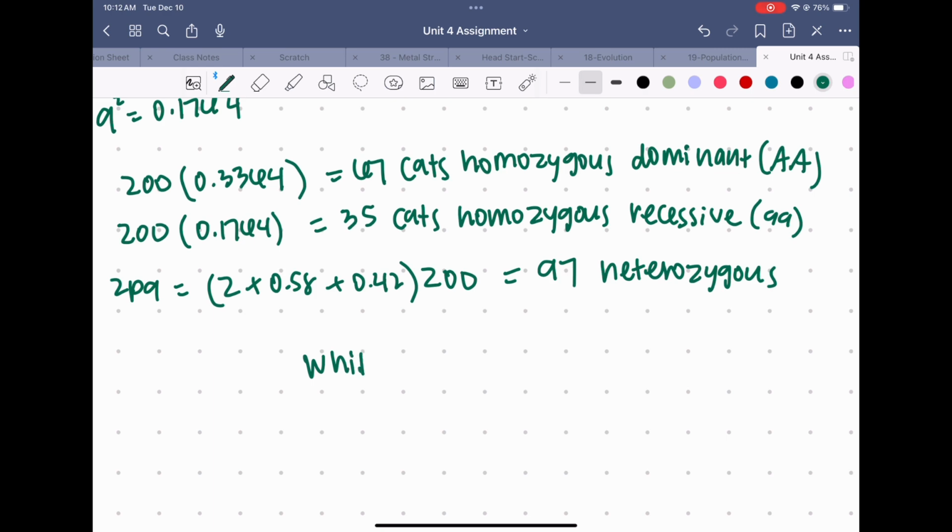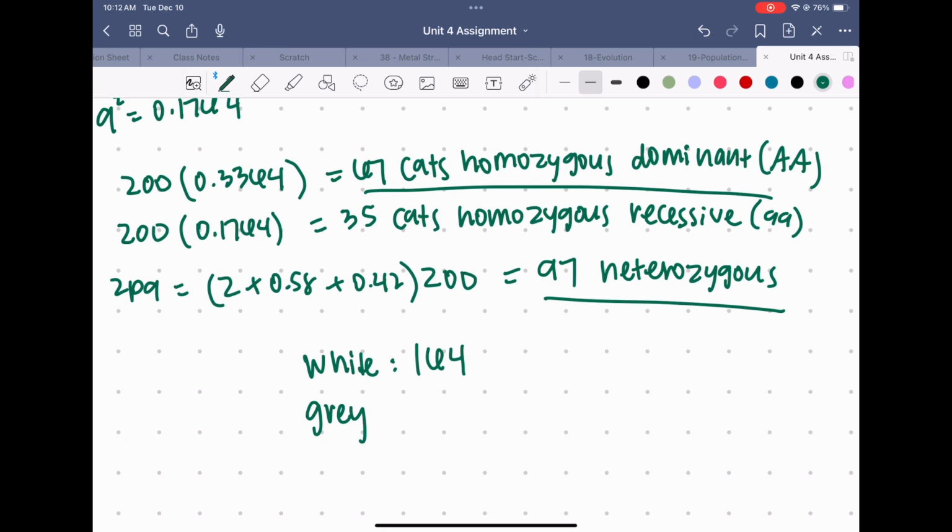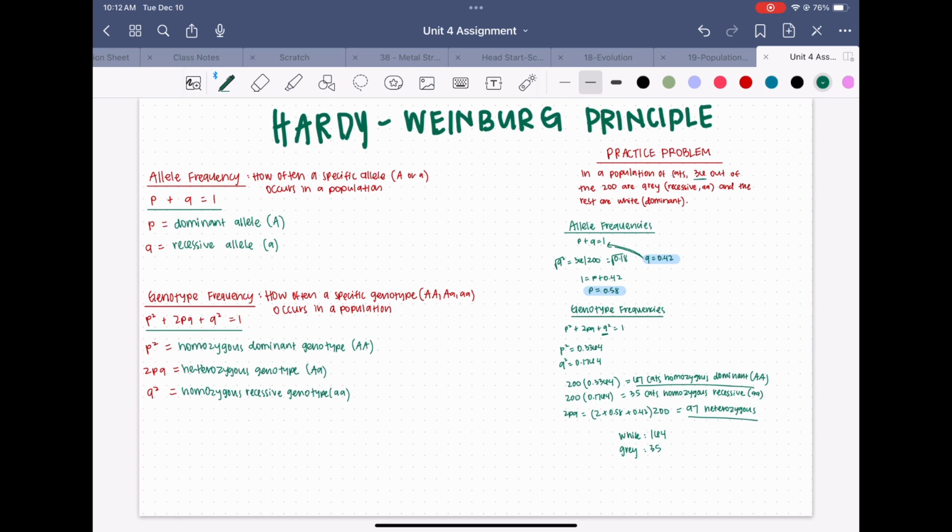So if we want to know how many are white, we can add up our heterozygous and our homozygous dominant. So we have 164 that are white, and gray we have 35. So that is how the Hardy-Weinberg principle works in practice.